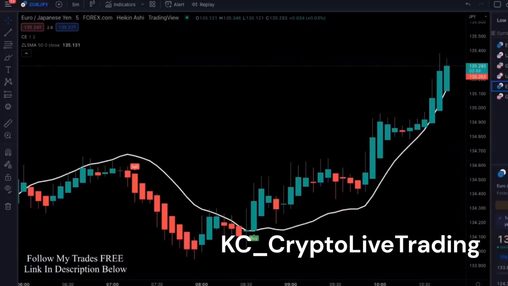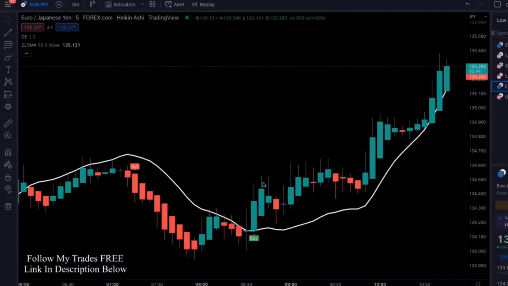Introducing the best TradingView indicator for scalping, the 5-minute time frame. This indicator is so powerful that it can predict market movements with up to 96.8% accuracy.